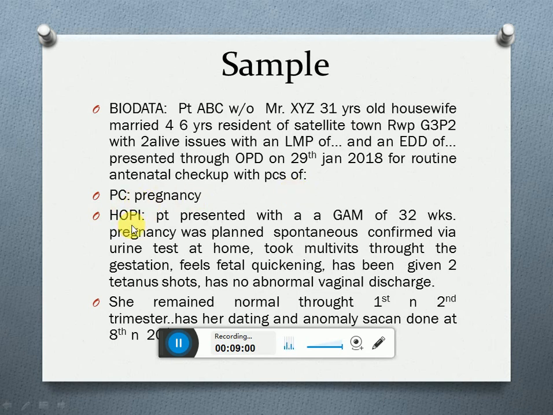History of presenting illness. Patient presented with a gestational amenorrhea of 32 weeks. Pregnancy was planned, spontaneous, confirmed via urine test at home. She took multivitamins throughout the gestation. She feels fetal quickening and has been given 2 tetanus shots and has no abnormal vaginal discharge.